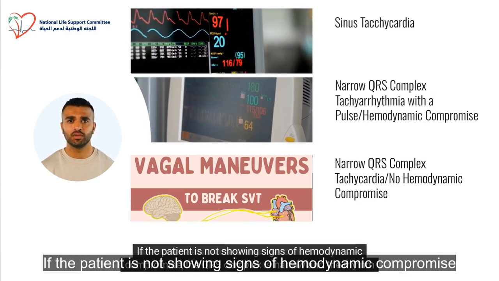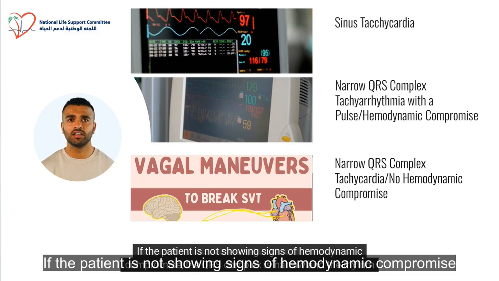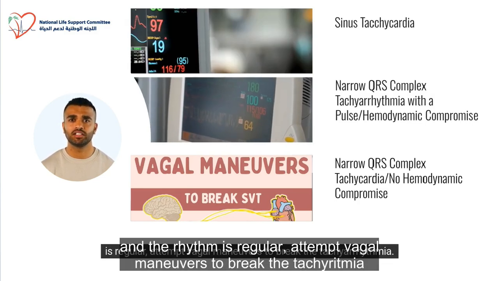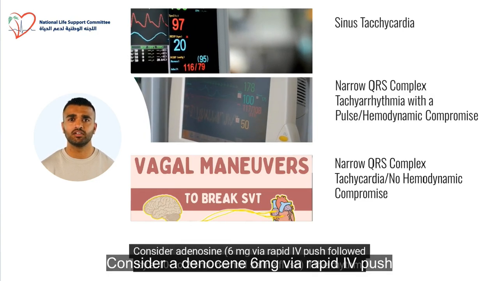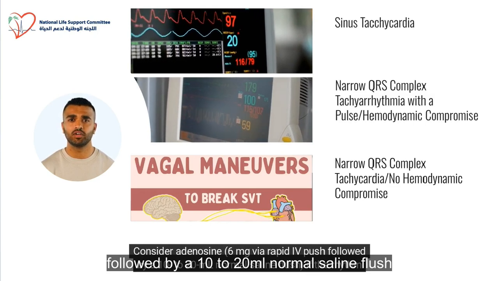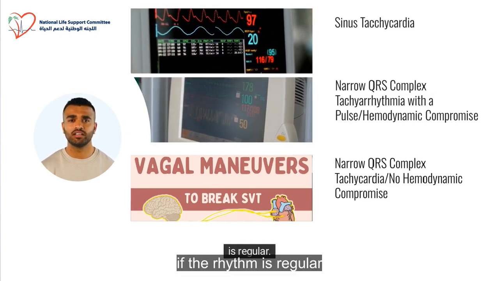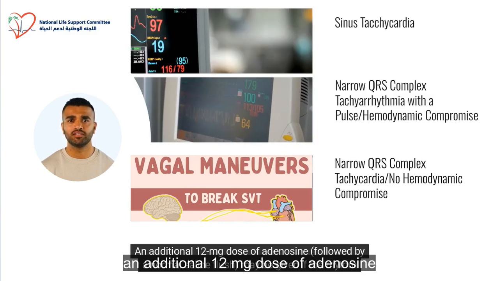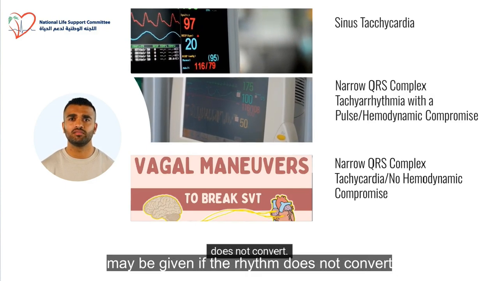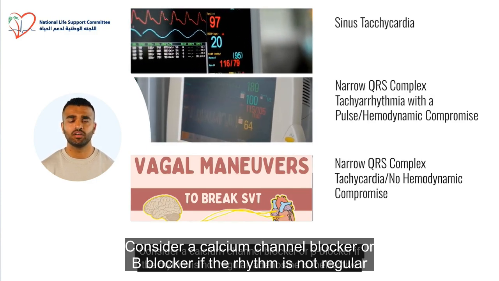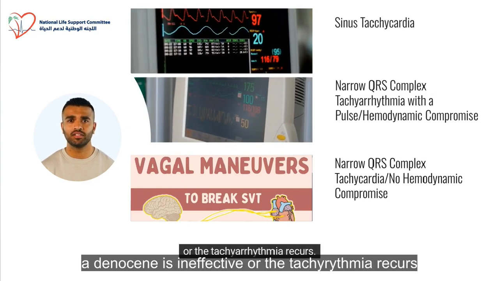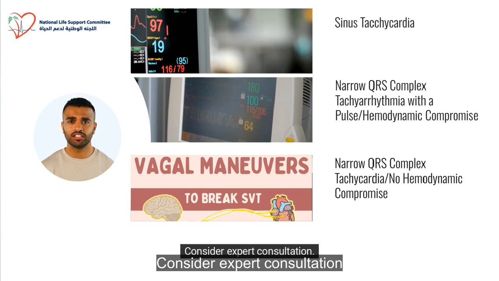If the patient is not showing signs of hemodynamic compromise, the QRS complex is narrow, and the rhythm is regular, attempt vagal maneuvers to break the tachyarrhythmia. Consider adenosine 6 mg via rapid IV push followed by a 10 to 20 ml normal saline flush if the rhythm is regular. An additional 12 mg dose of adenosine followed by a normal saline flush may be given if the rhythm does not convert. Consider a calcium channel blocker or beta blocker if the rhythm is not regular, adenosine is ineffective, or the tachyarrhythmia recurs. Consider expert consultation.